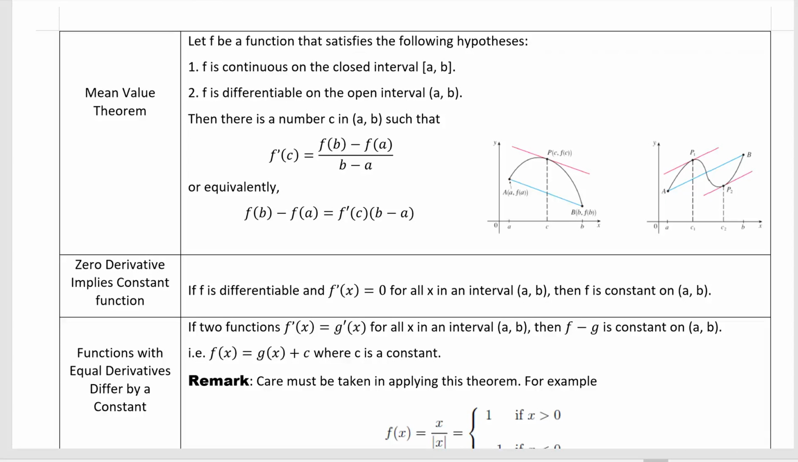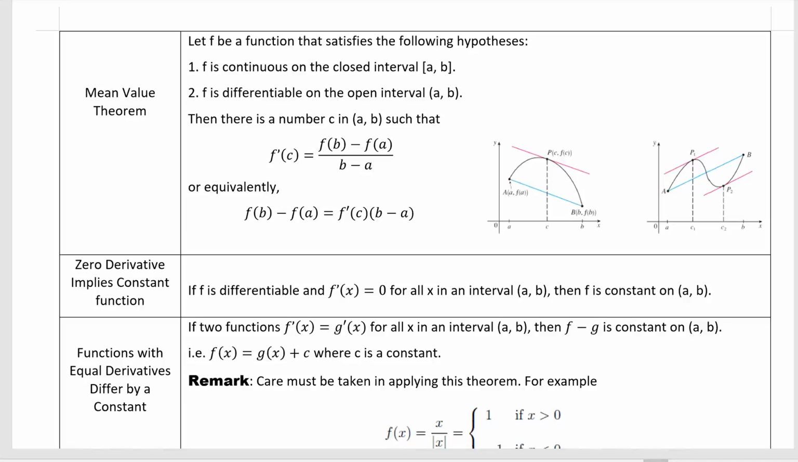Let f be a function that satisfies the following hypothesis. First, f is continuous on a closed interval [a, b]. Second, f is differentiable on an open interval, the interior of [a, b], the open interval (a, b). So here we actually only have two hypotheses.